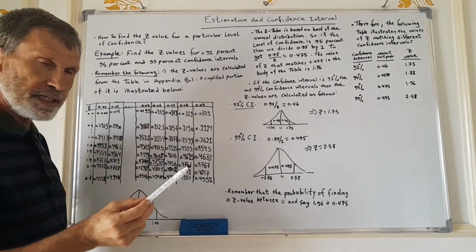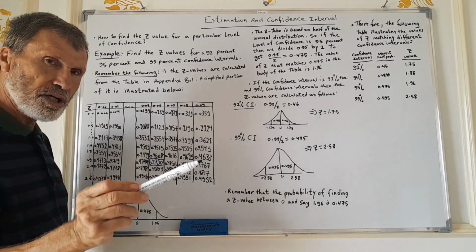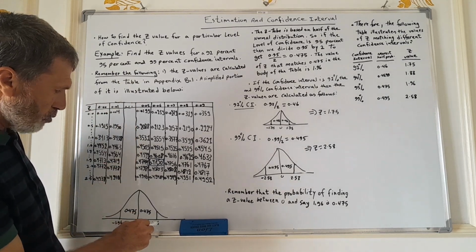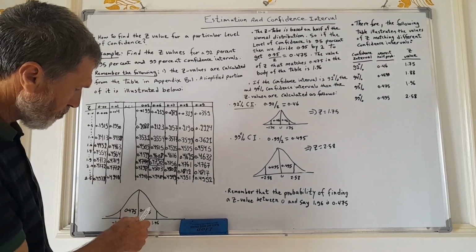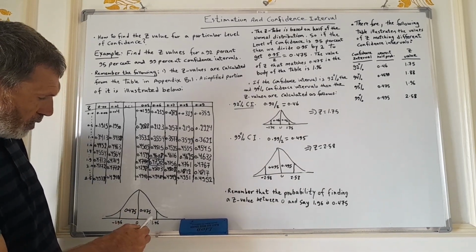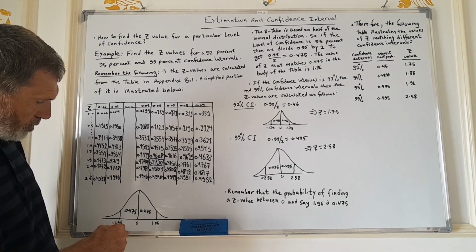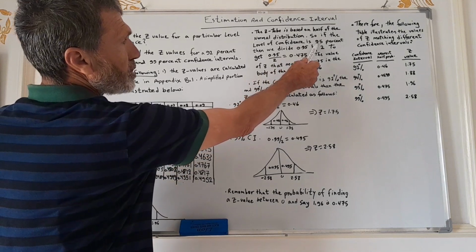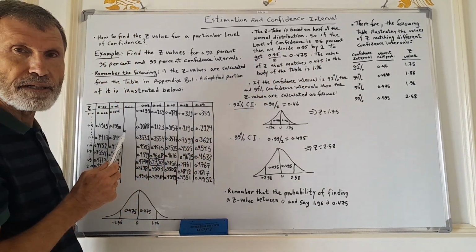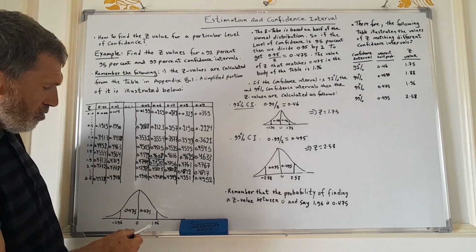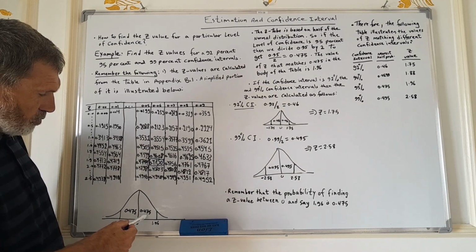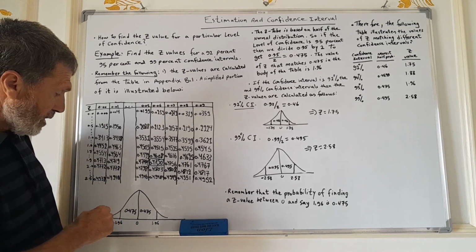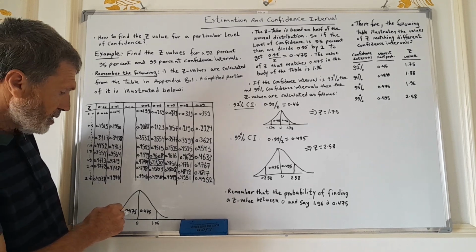This is the probability of finding a z-value between 0 and 1.96. So the probability of being in the interval between minus 1.96 and 1.96 is 0.95, or 95%. The probability of finding a z-value between 0 and 1.96 is 0.475, and the probability of finding a z-value between minus 1.96 and 0 is also 0.475.